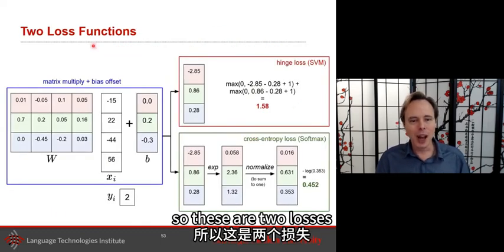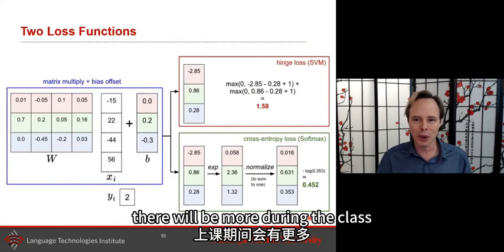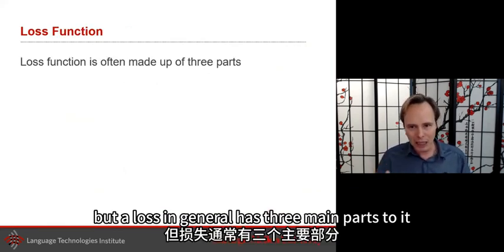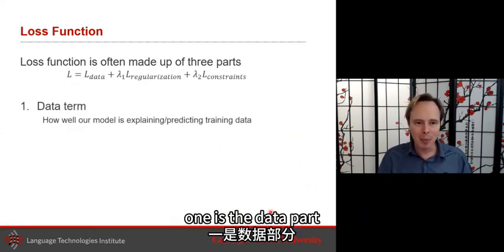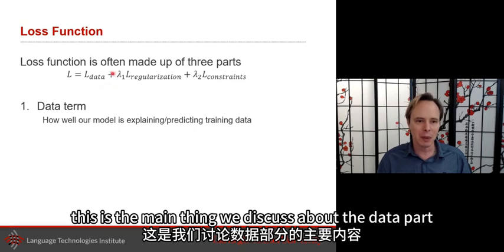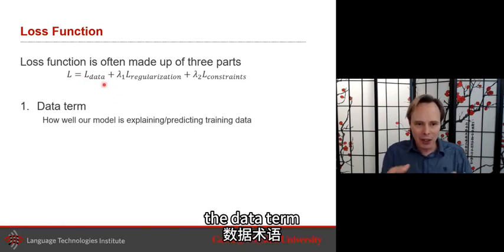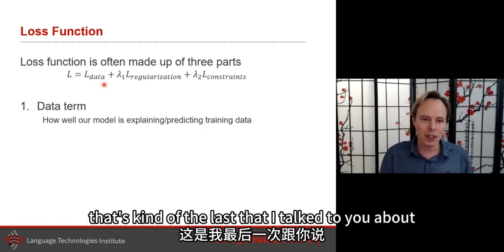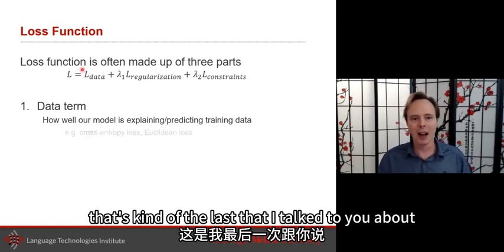So these are two losses. There will be more during the class. But a loss in general has three main parts. One is the data part, the data term. This is the main thing we discuss. How much is my data matching my expectations? That's the loss that I talked to you about, and we talk about different versions of that.